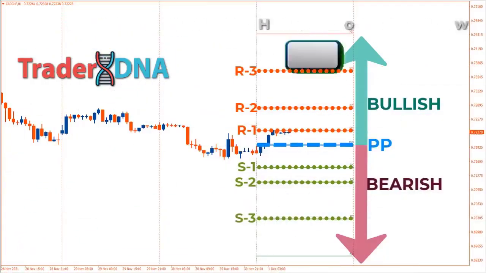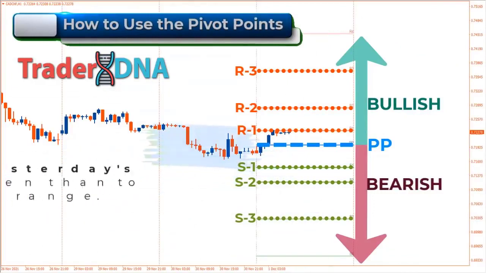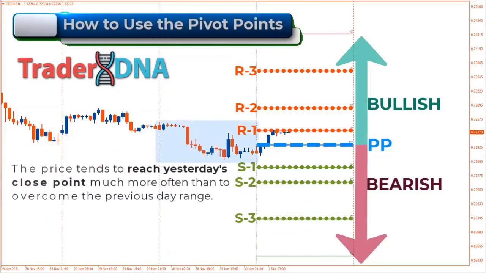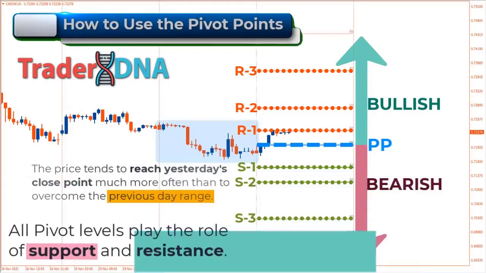How to use pivot points. The very essence of trading with pivot points is based on the idea that the price tends to reach yesterday's close point much more often than to overcome the previous day range. That's why the most popular calculation period for pivot points is daily. In that context, all pivot levels play the role of support and resistance.